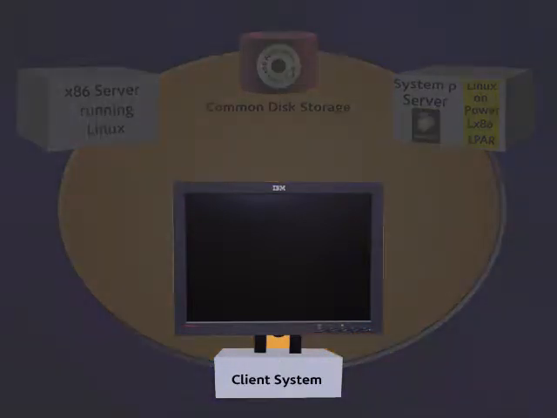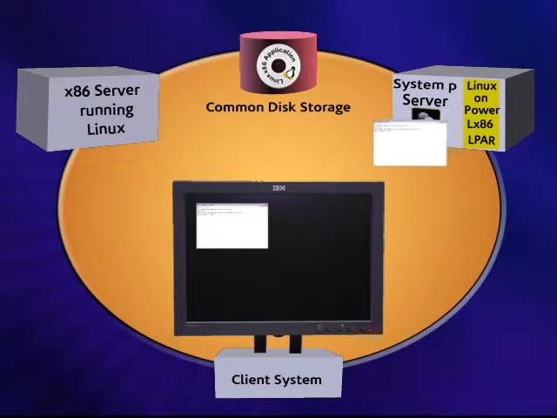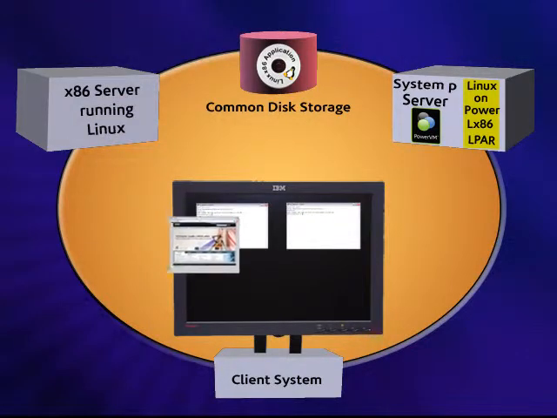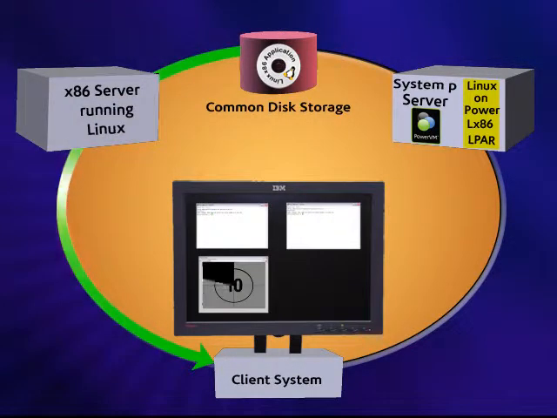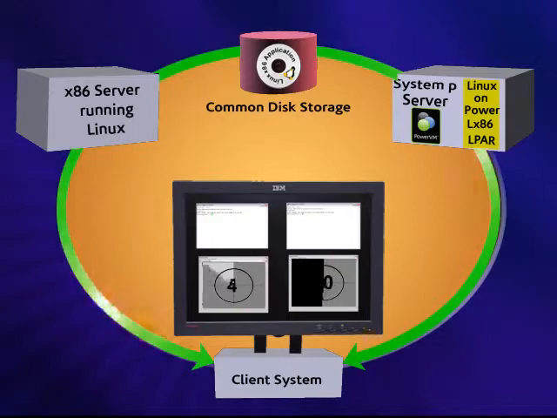In the center is a client workstation that will remotely connect to both the x86 and Power-based servers. A terminal window on the left will log into the x86 server, while the terminal window on the right is logged into the System P server. We'll execute the media streaming software in both environments. Below the x86 terminal window is a web browser that will connect to the media stream provided by the x86 server. And to its right is a browser which will connect to the stream from the System P server.